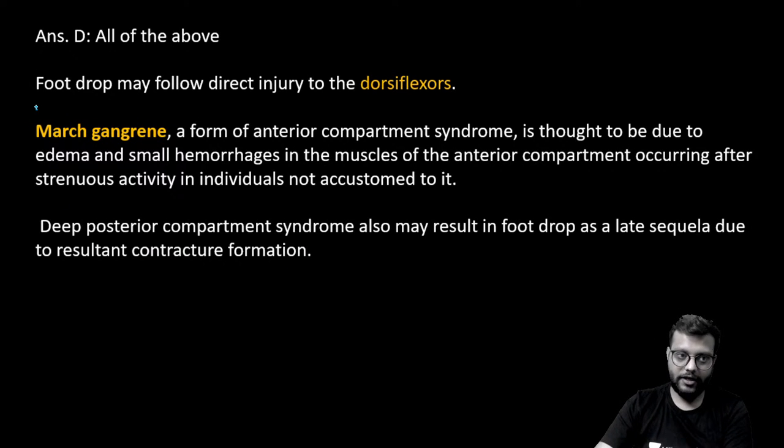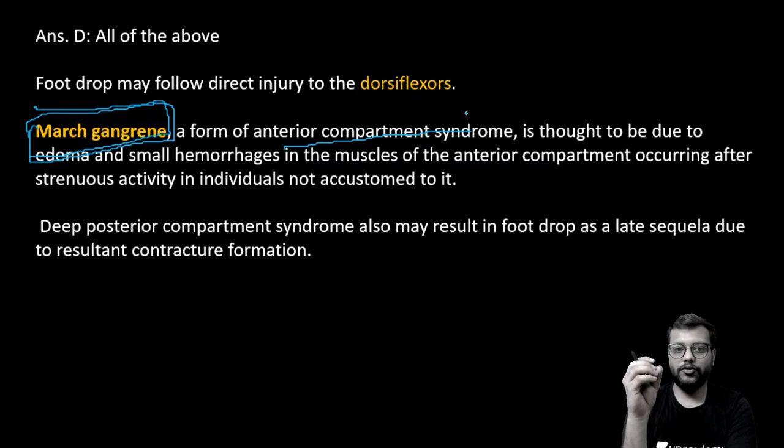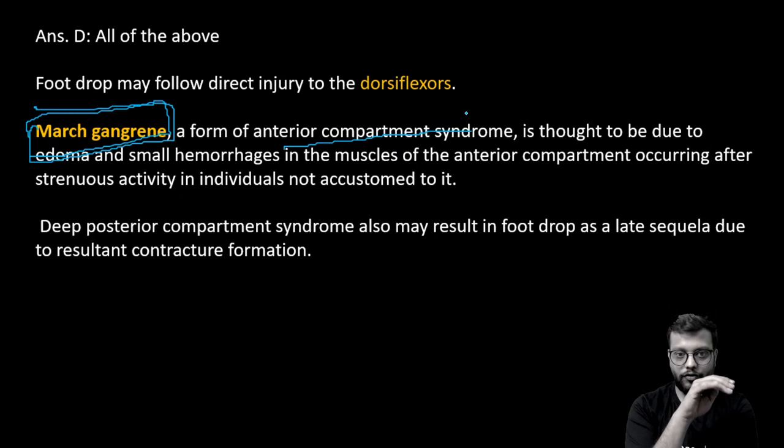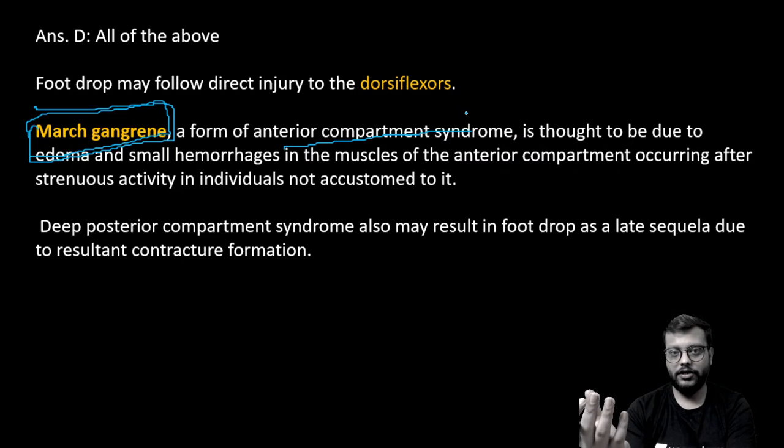What is march gangrene? In march gangrene, what happens is that in the anterior compartment of the lower limb, compartment syndrome develops. If there is compartment syndrome, it will develop into gangrene, and it will first occur in the toes and move towards the proximal side. This is called march gangrene. And why is it called march gangrene? Because it occurs after strenuous exercise. A person who is not in the habit of exercise or heavy physical work suddenly does a lot of heavy work. Okay, so it will cause anterior compartment syndrome and can lead to march gangrene.